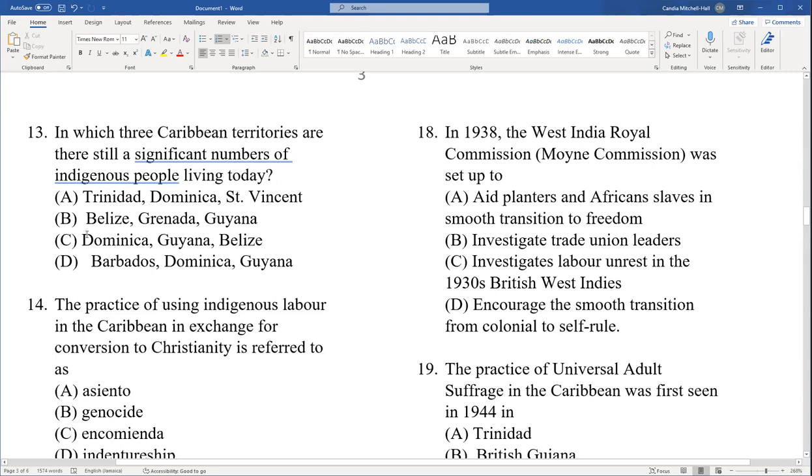So which group of people live in Dominica, class? Which indigenous people live in Dominica? I'm guessing the Kalinagos. The Kalinagos still live in Dominica today. In Guyana? The Garifuna? No. The Kalinagos also? They actually call themselves the Amerindians, but they are direct descendants.